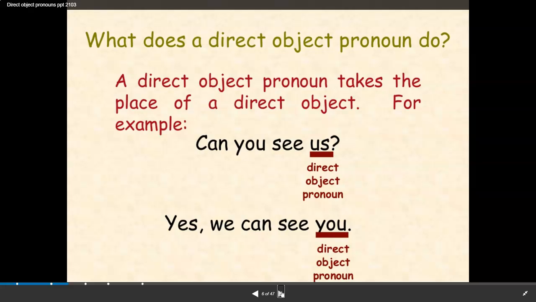Can you see us? Here I am as a person answering to who or what. Okay. Can you see us? Direct object pronoun. Yes, we can see you. You being the direct object pronoun. So direct object pronouns answer who or what. And this is a great example of when they're talking about a person or who.